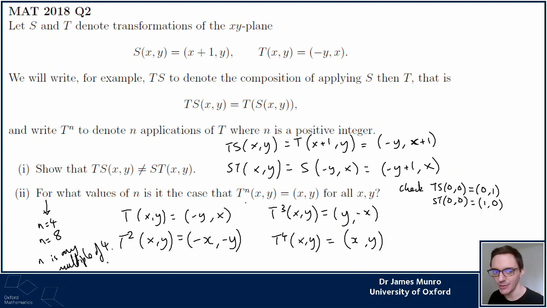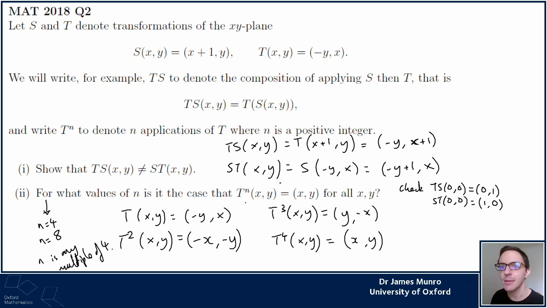Okay, so 4, 8, 12, that sort of thing. So t has this kind of periodic behaviour that you go round these points. There's some geometrical interpretation to these, by the way, that maybe it's helpful to think about. S is a translation. It takes points in the plane and translates them. T is actually a rotation. I don't think you need to spot that to do this question. You can do this question with algebra, like I've done here. But t has this kind of periodic behaviour because it's a rotation by 90 degrees.